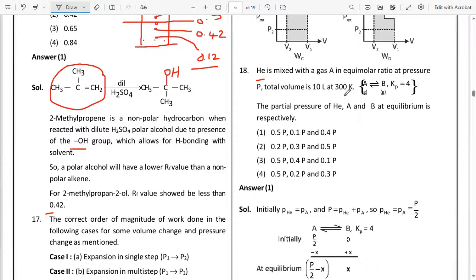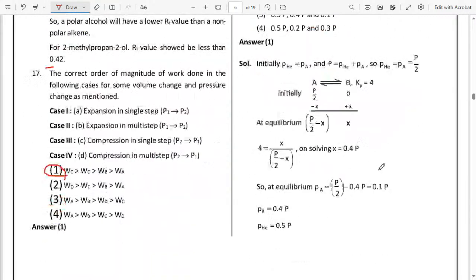Helium is mixed with a gas A in equimolar ratio at pressure P. Total volume is 10 liters at 300 K. The partial pressure of helium, A and B at equilibrium is respectively. Option 1, 0.5 P, 0.1 P and 0.4 P is correct option, students. So detailed solution is given here. Please go through. Yes, students.